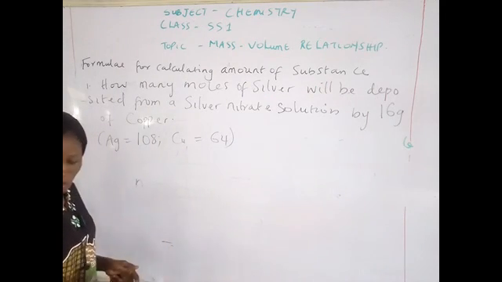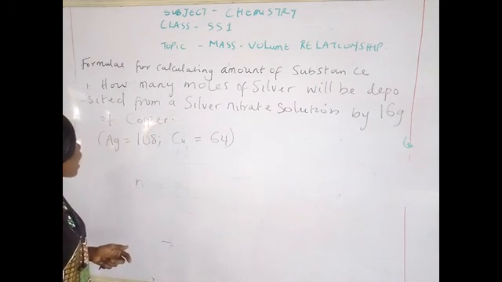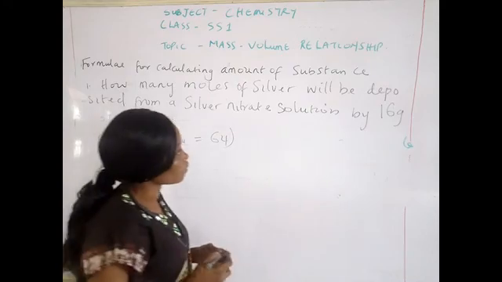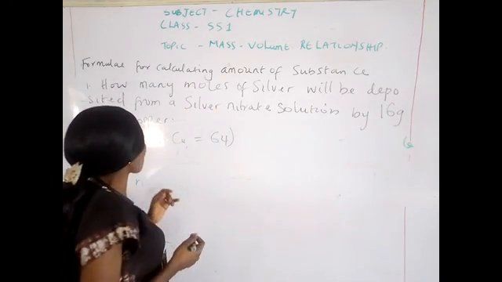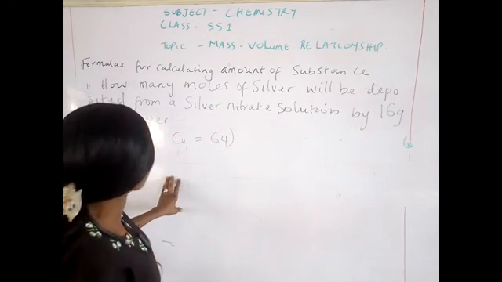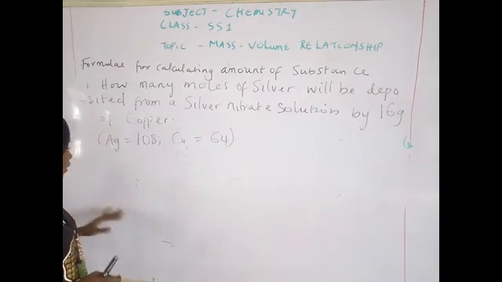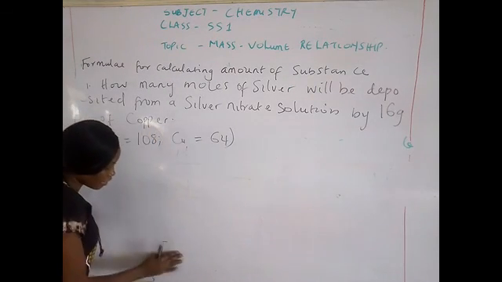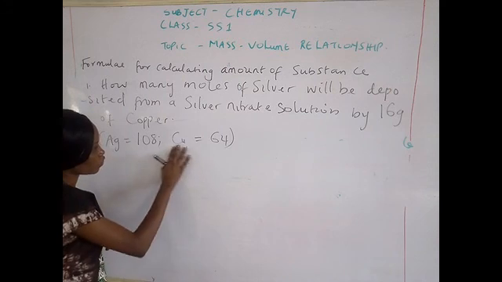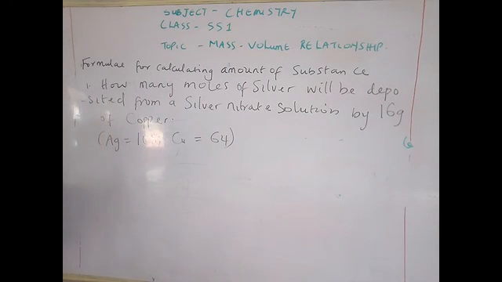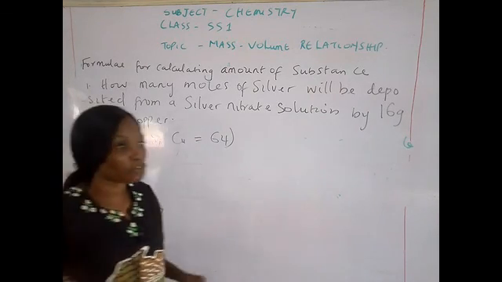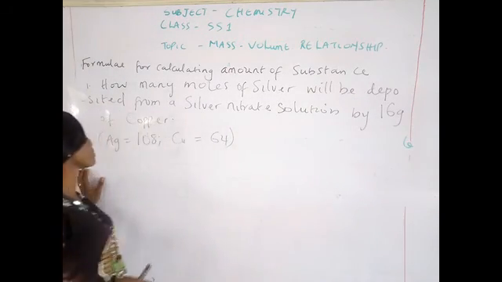All right. The question says, how many moles of silver will be deposited from a silver nitrate solution by 16 grams of copper? Now, I told you in the last class that for you to calculate anything with respect to this topic, you need to write out first the equation of the reaction.